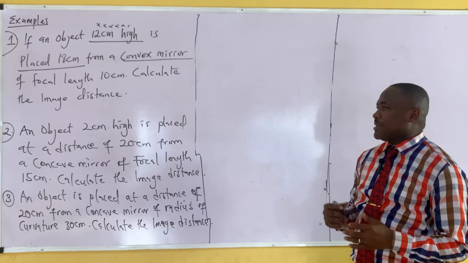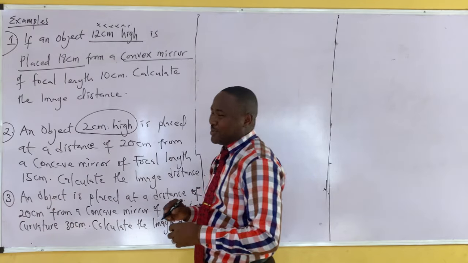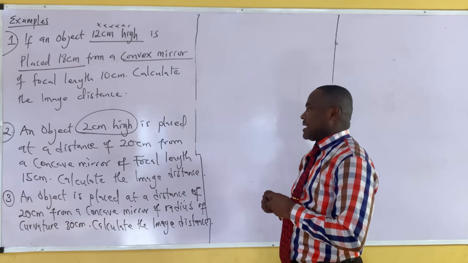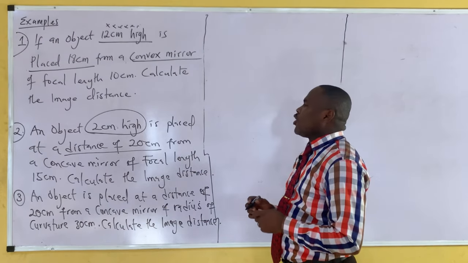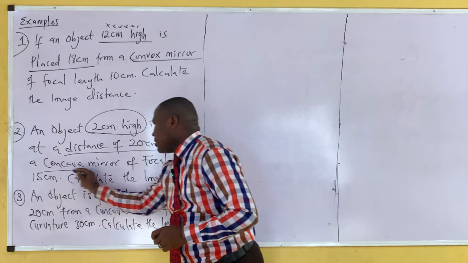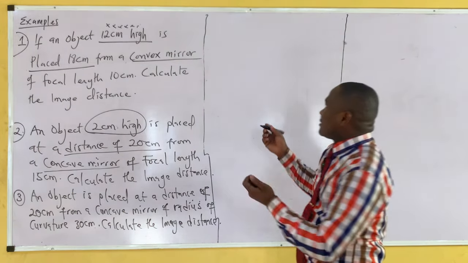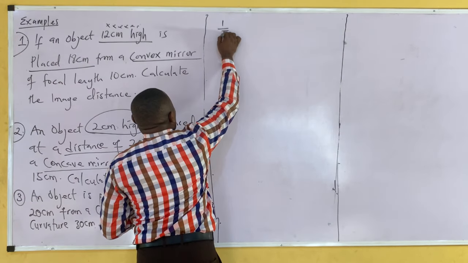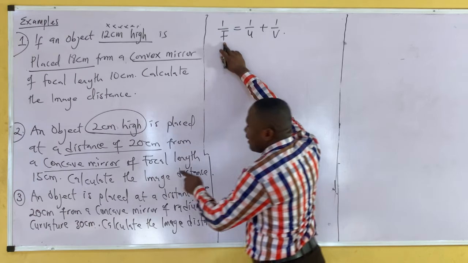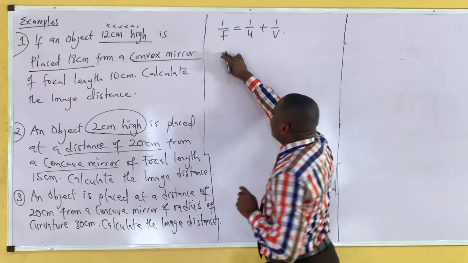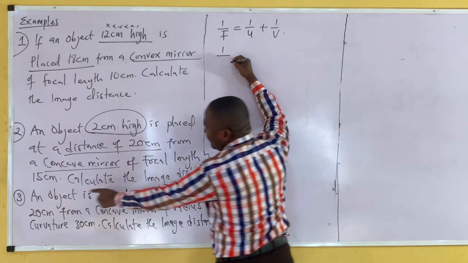An object 2 centimeter high, like I told you again, this is also a distraction in the question. 2 centimeter high is placed at a distance, this is what I need, object distance, from a concave mirror. Concave mirror, all these points are important. Or focal length 50 centimeter, calculate the image distance. So I go again, 1 over f is equals 1 over u plus 1 over v. For a concave mirror, focal length is positive. So I have 1 over, what's our focal length? Our focal length is 15 centimeter.